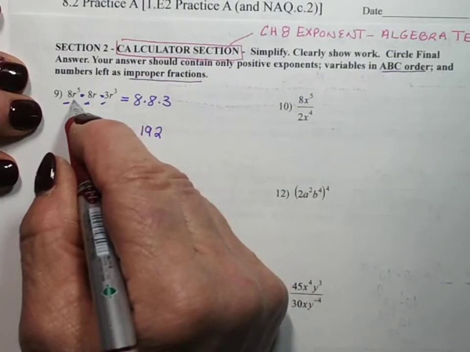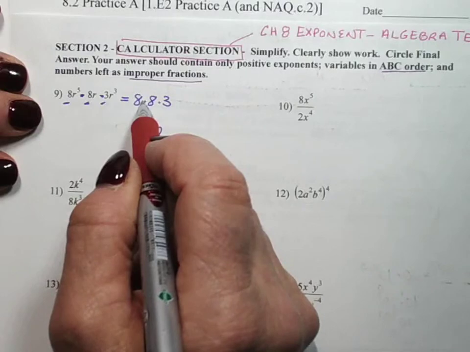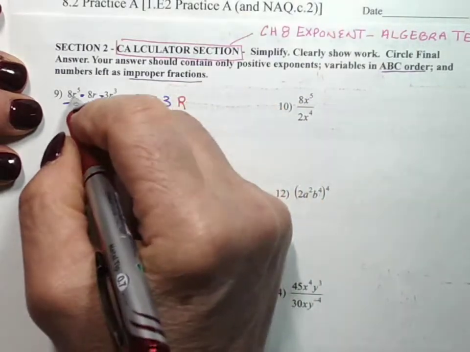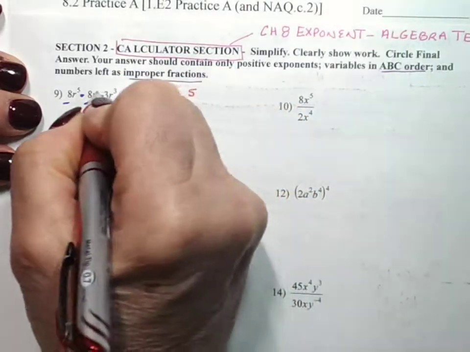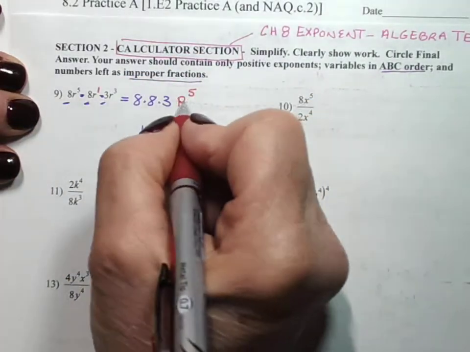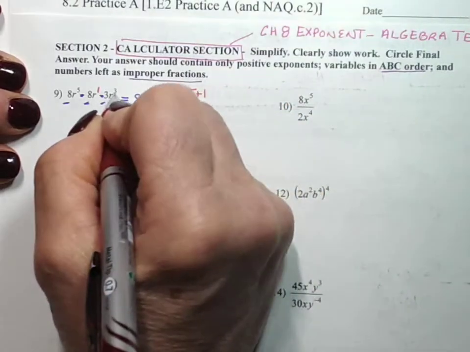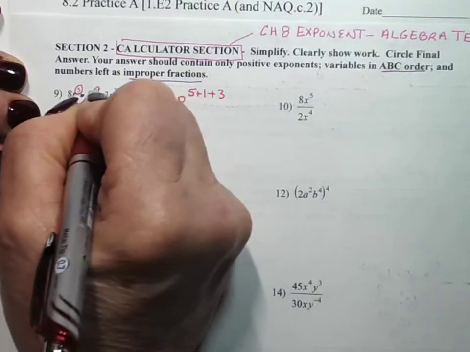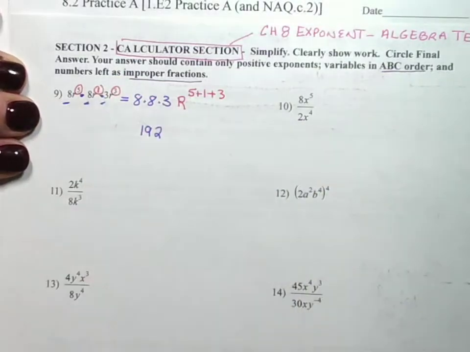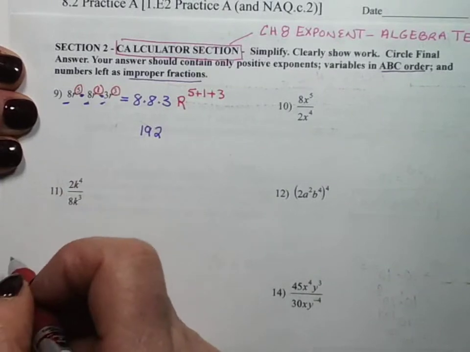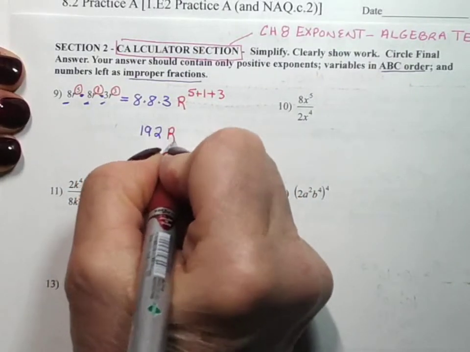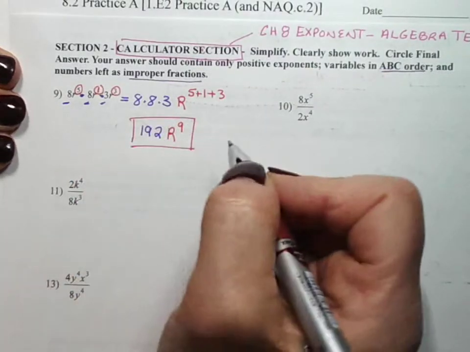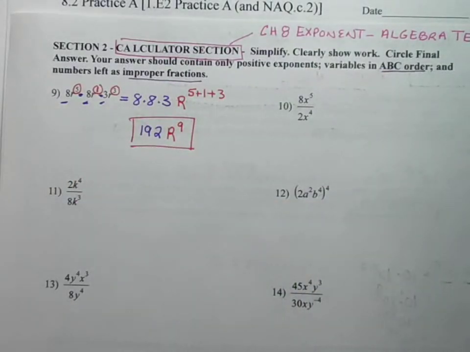Now we have the variable r. It's multiplication, same base, r, 5, there's an implied 1, plus 1, plus 3. Okay, so here's my variables. Those I'm multiplying. So this is r to the 9th. And you're done.